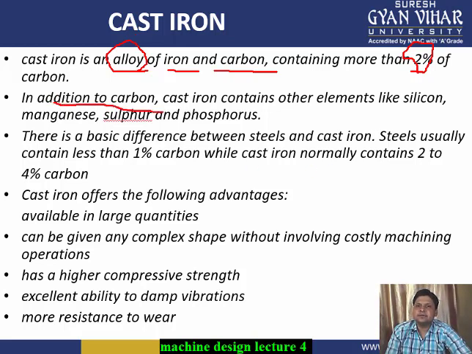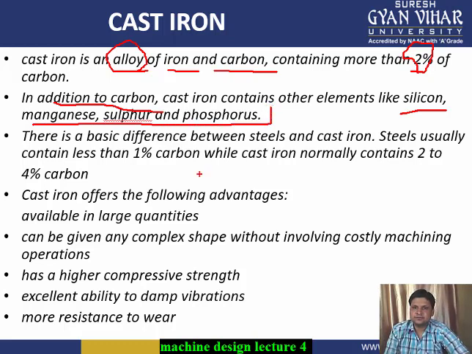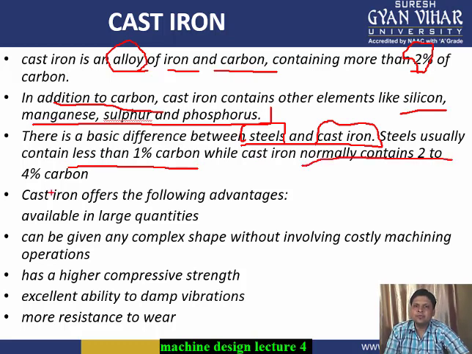In addition to carbon, cast iron also has some other elements like silicon, manganese, sulfur and phosphorus. Now there is a basic difference between steel and cast iron. Don't get confused. Usually steel contains less than 1% carbon, while cast iron normally contains 2 to 4% carbon.